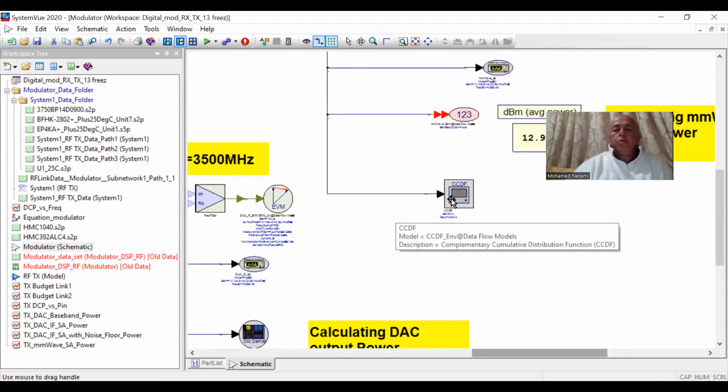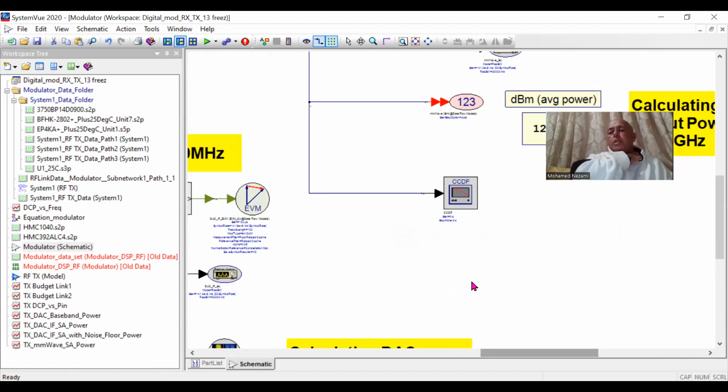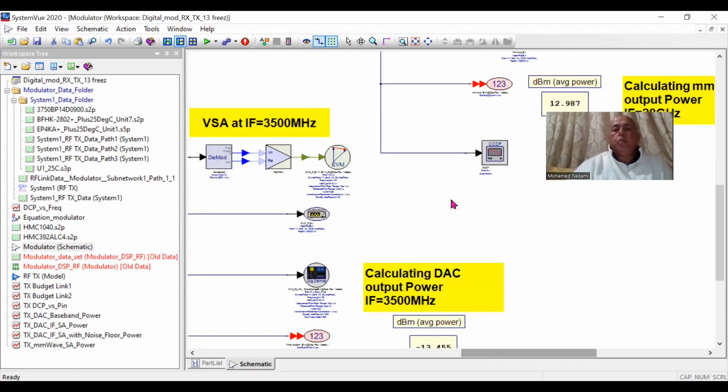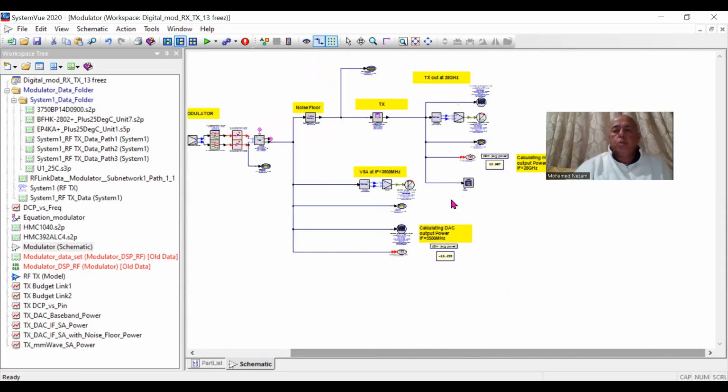Furthermore, we also have a CCDF, the complementary cumulative distribution function. What this does is look at the signal and statistically calculate the peak power and the average power. So you can get an idea of the amplitude envelope distribution, or the power distribution, of the signal, so that you can measure the peak to average ratio.